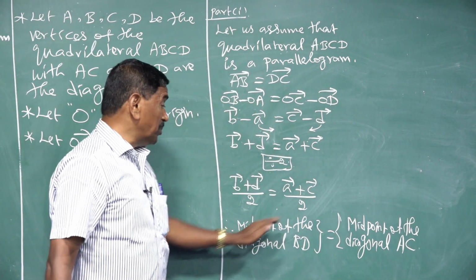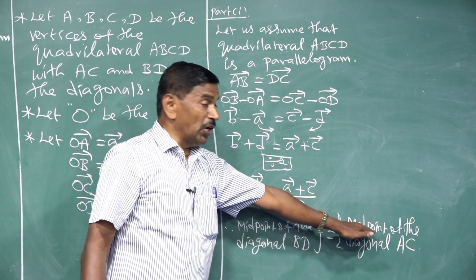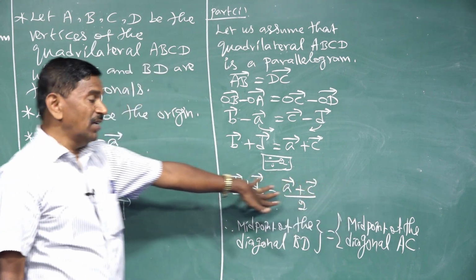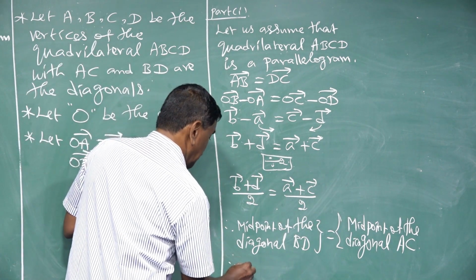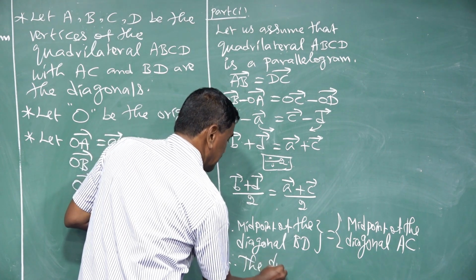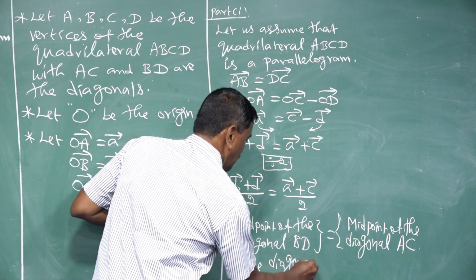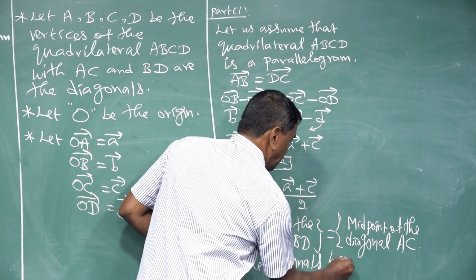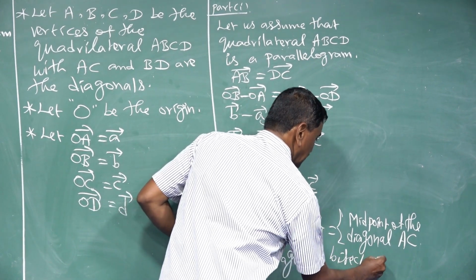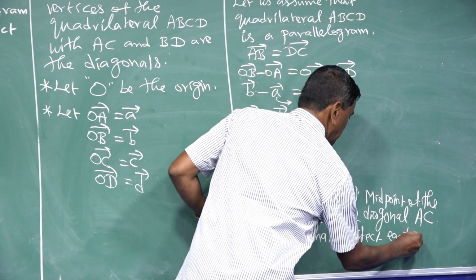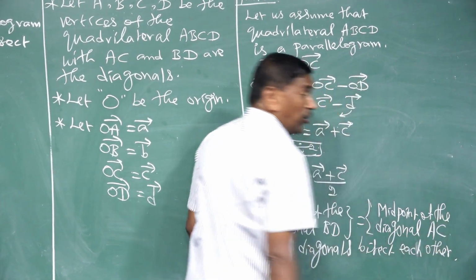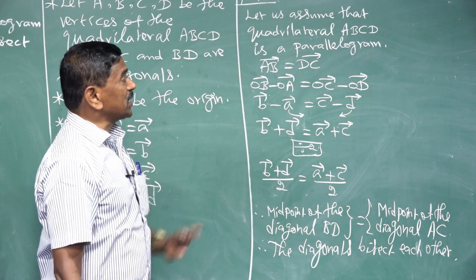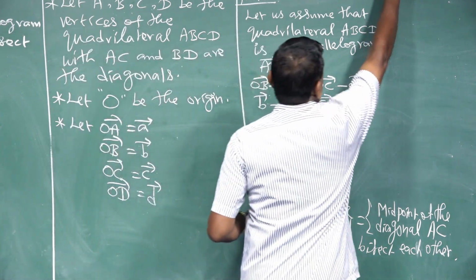Okay. Midpoint of the diagonal BD equal to midpoint of the diagonal AC means, yes, the diagonals bisect each other. Therefore, the diagonals bisect each other. Part 1 is completed.